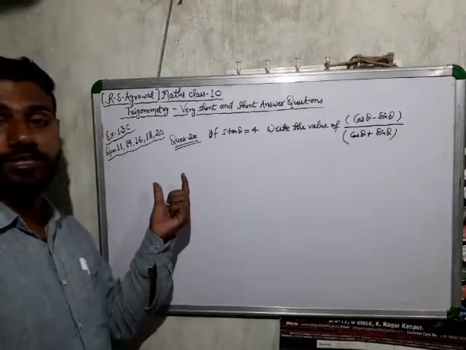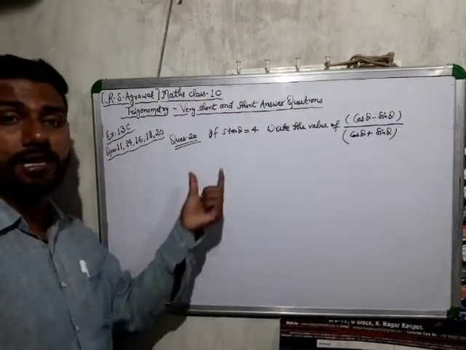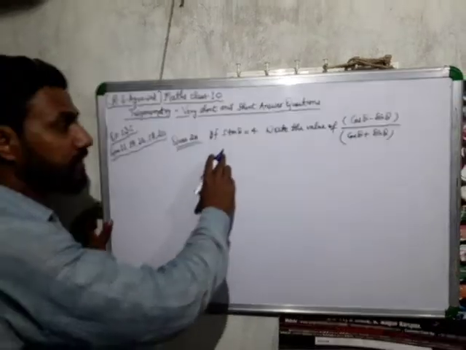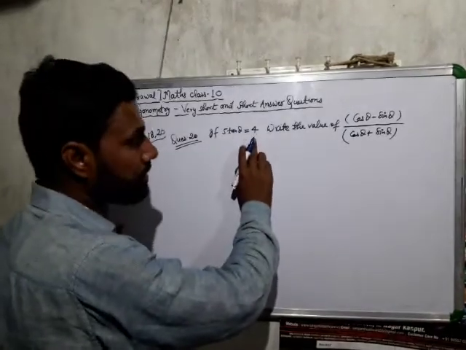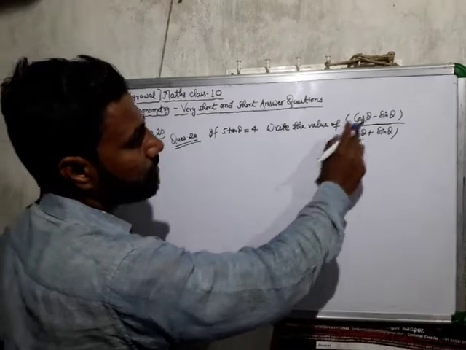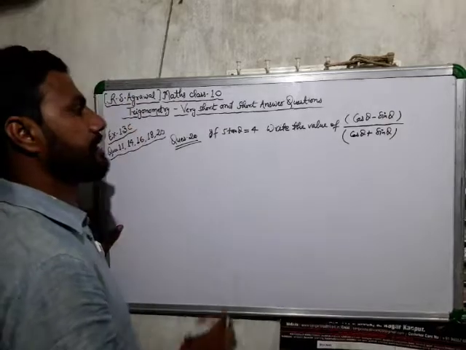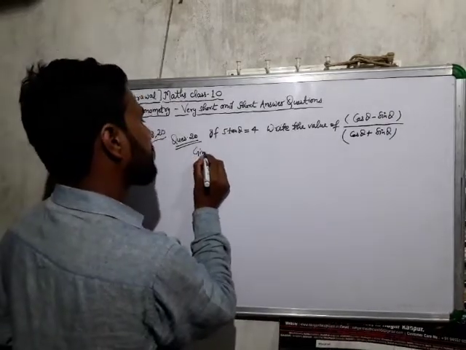And our next question is question number 20, and this is the last question of today's class. Question number 20 is: if 5 tan theta is equal to 4, then write the value of (cos theta minus sin theta) divided by (cos theta plus sin theta).